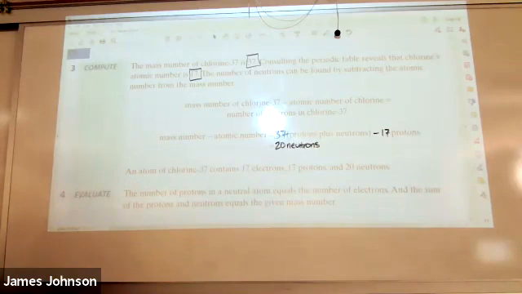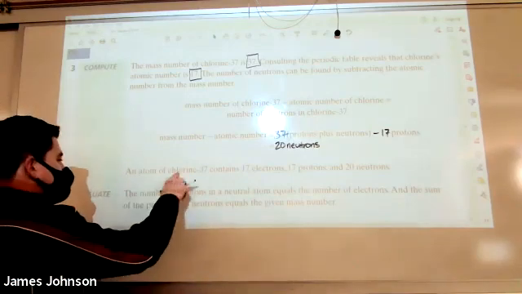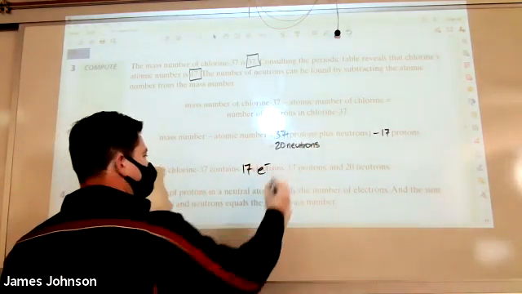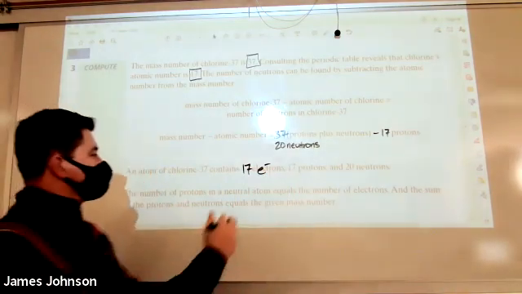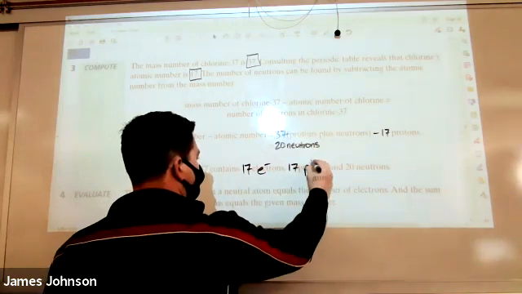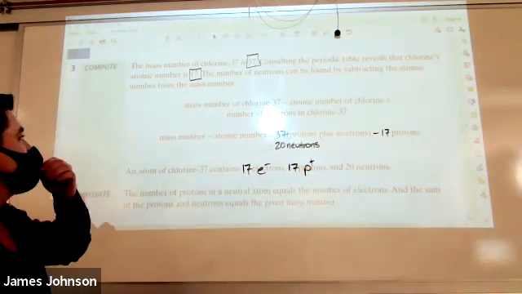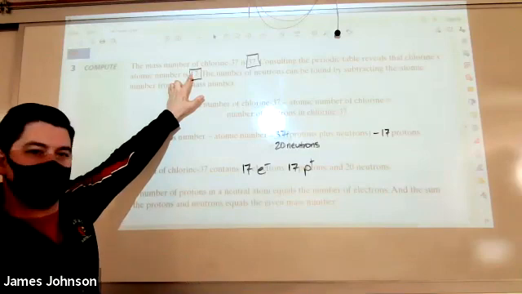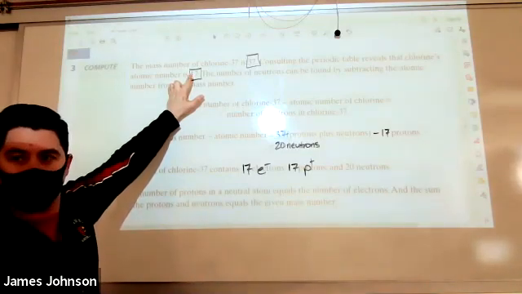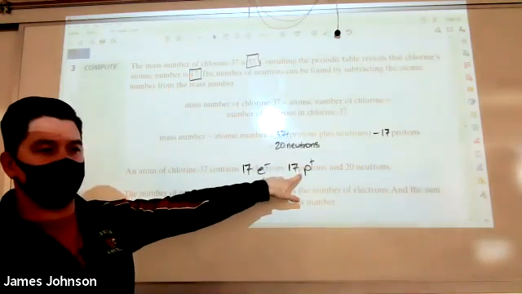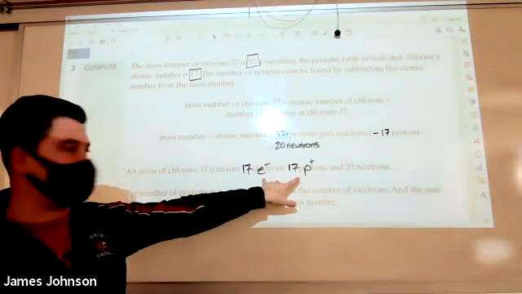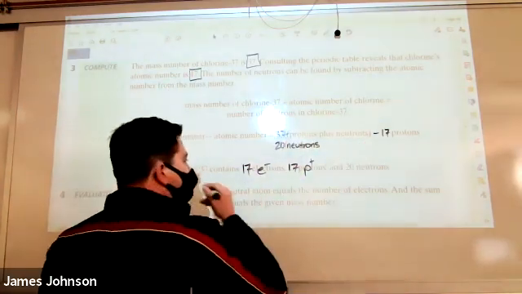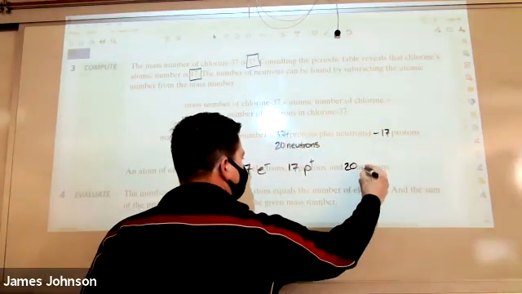All right, so we got the hardest part of the problem. So an atom of chlorine 37 contains 17 electrons, 17 protons, and we know that because, again, consulting the periodic table, we see that the atomic number of chlorine is 17. And right now we're assuming that all atoms that we're working with are electrically neutral. And so the number of protons and electrons has to be the same so that they'll cancel each other out. And simply subtracting the two values gives me the number of neutrons at 20.